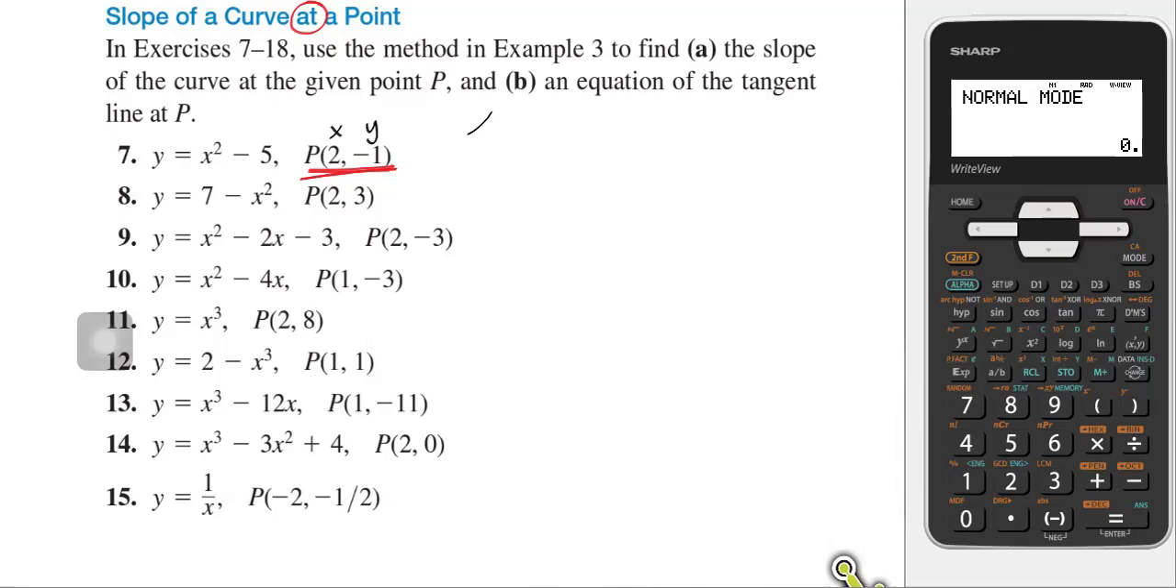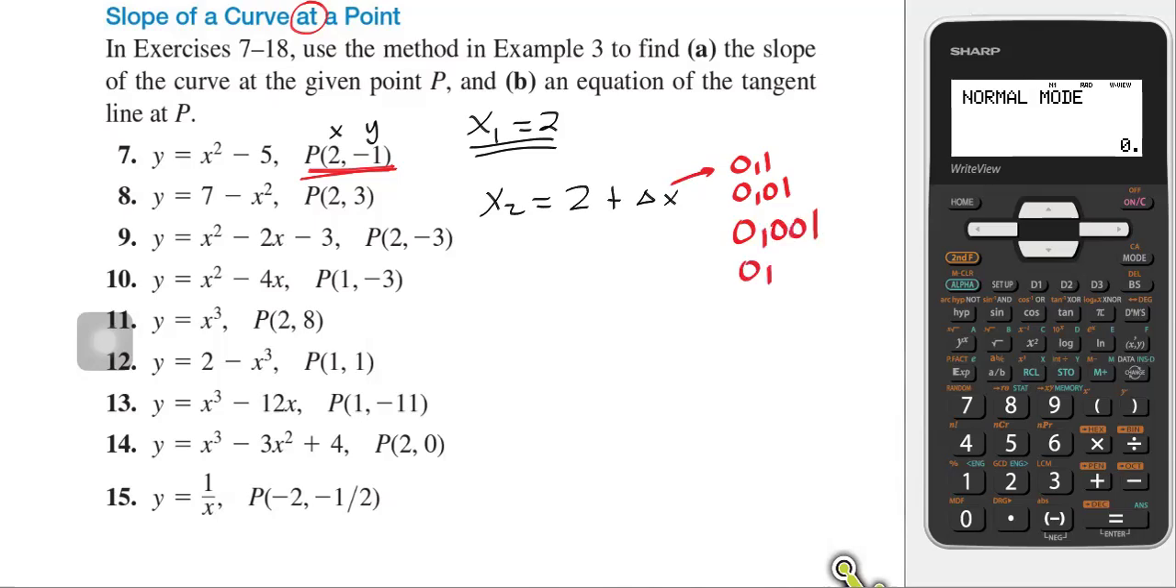So I'm only given x1 as just the 2. Now I've got a problem. I don't have a second point. So that means my x2 must be written as x1, which is 2, plus the change in x, delta x. In that delta x, I need to give it a couple of values, like 0.1, 0.01, 0.001, and so forth. And then you work it out.